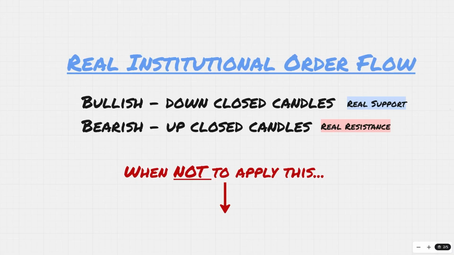I'm going to show you guys how to actually use institutional order flow. As ICT said, when we're bullish, we want down close candles to act as real support. When we're bearish, we want up close candles to act as real resistance. There are specific times where we can apply this and it'll work. Other times you'll go to apply it and it won't work. So I'm going to show you guys what those times are that we want to be paying attention to.